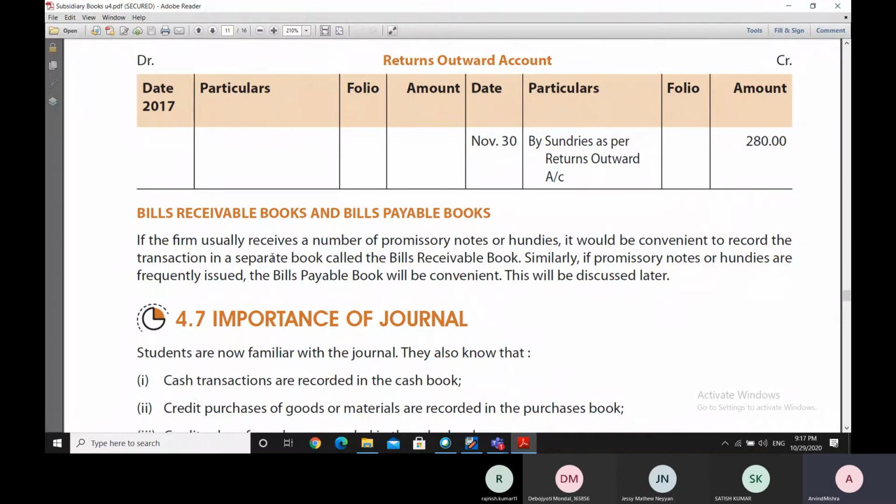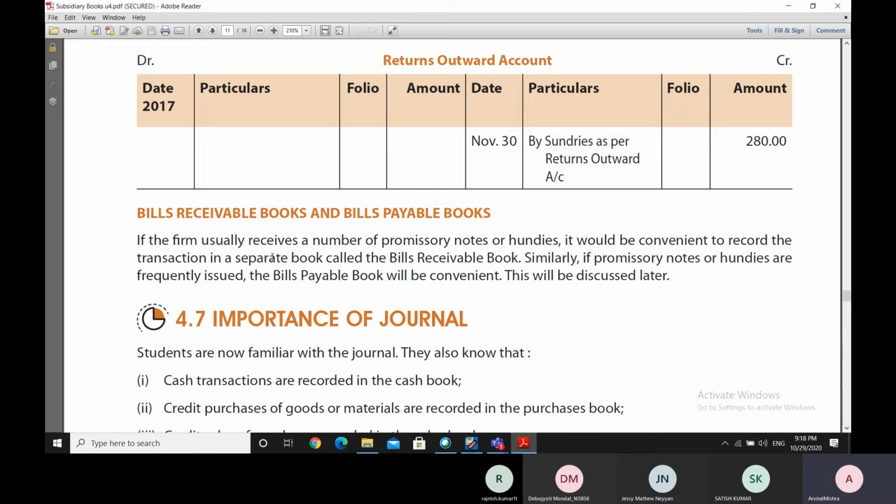If such promissory notes or hundis are issued very frequently, then it is better to have a separate bills payable book where we can record these payments, or a bills receivable book where we can record such receipts in the form of bills. If there are just one or two such payments, they can always be entered in the journal also. We would not need a separate book unless we have frequent and more numerous payments or receipts.